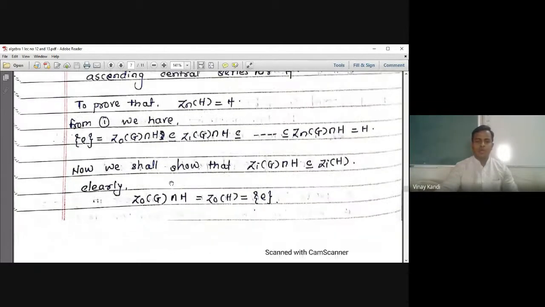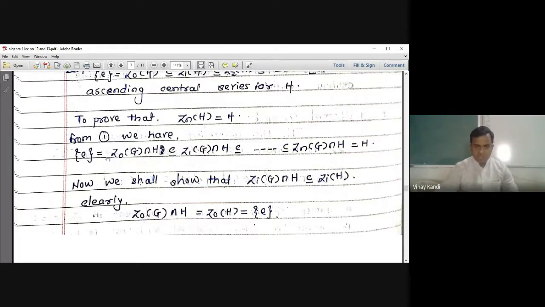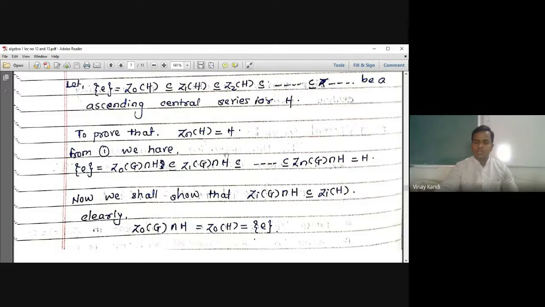Now we shall show that Zi of G intersection H is contained in Zi of H. We have to show that Zi of G intersection H is contained in Zi of H. That means in the above central series, Z naught of G intersection H is nothing but Z naught of H, and we have to prove this. Similarly, Z1 of G intersection H is contained in Z1 of H. We have to prove this one.